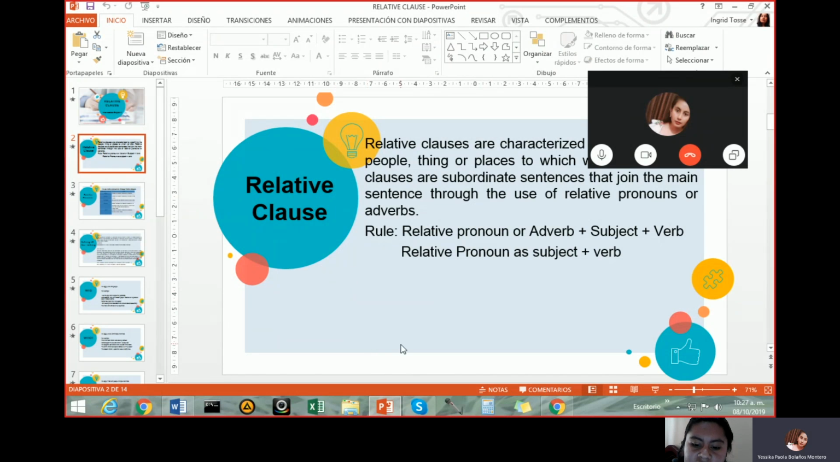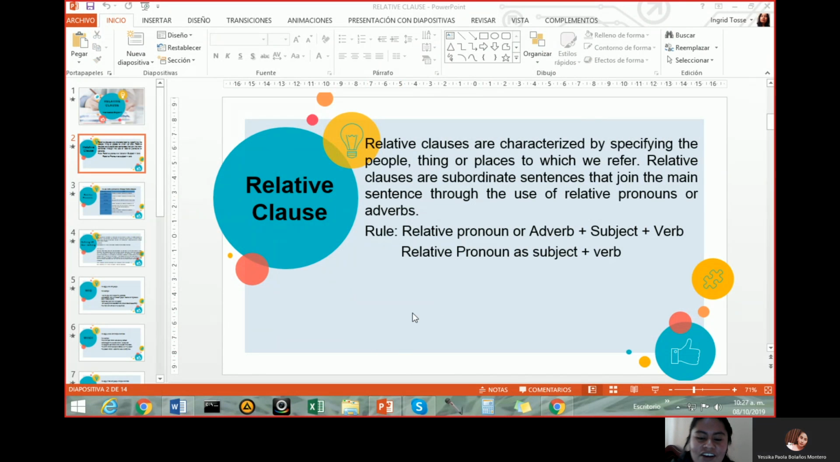Can you watch the screen? Yes. Okay, a little. Oh, I forgot this part. So sorry. Okay, I'll say it again. Relative clauses are characterized by specifying the people, things, or places to which we refer. Relative clauses are subordinate sentences that join the main sentence through the use of relative pronouns or adverbs. The rule is the relative pronoun or adverb plus subject plus verb. But on some occasions, we can find the relative pronoun as subject plus verb. Okay, teacher. Don't forget this part because sometimes we can find a sentence with the first rule and a sentence with the second rule.